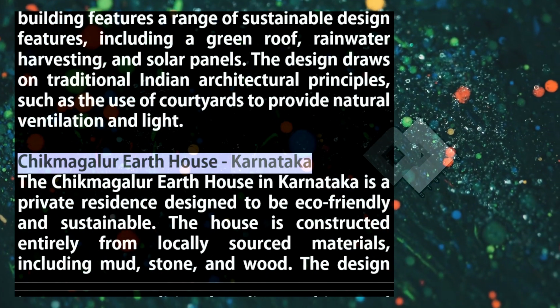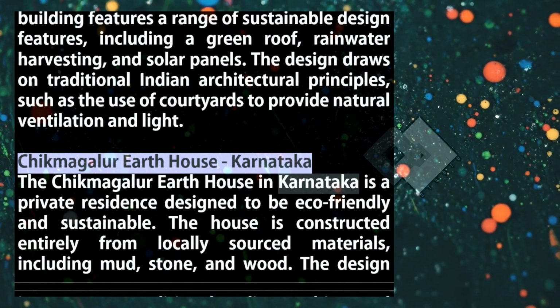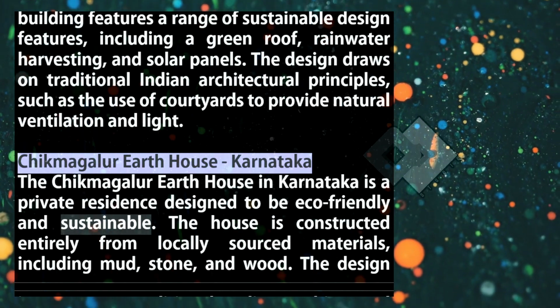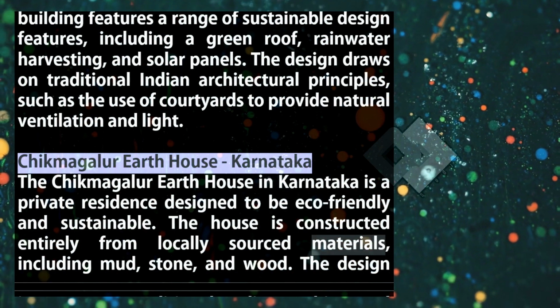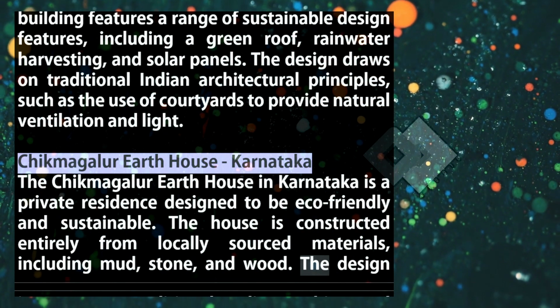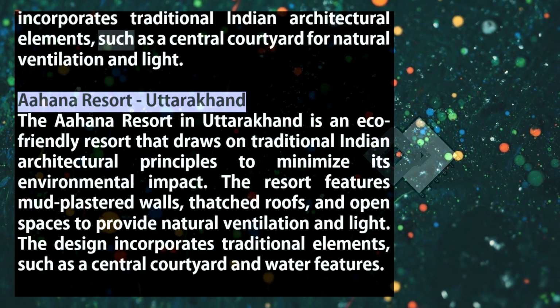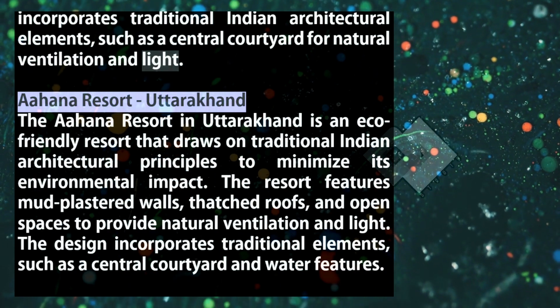Chikmagalur Earth House, Karnataka. The Chikmagalur Earth House in Karnataka is a private residence designed to be eco-friendly and sustainable. The house is constructed entirely from locally sourced materials, including mud, stone, and wood. The design incorporates traditional Indian architectural elements, such as a central courtyard for natural ventilation and light.